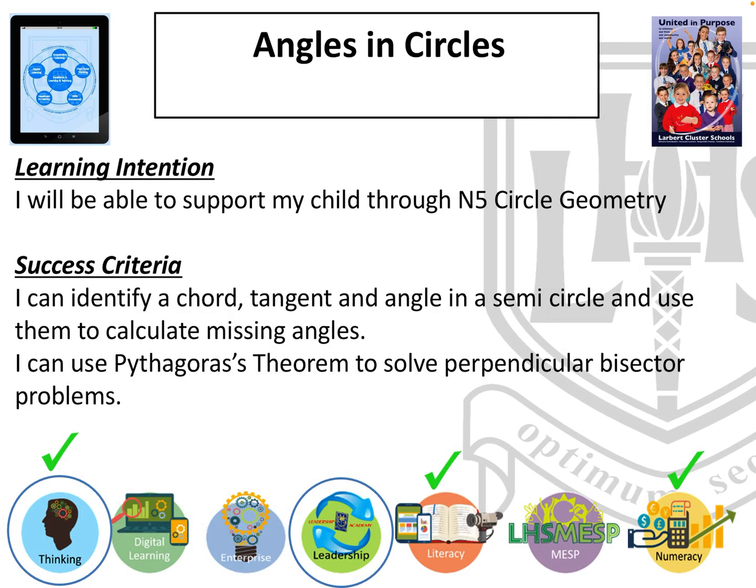Hi, today I'm going to take you through the whole National 5 chapter for angles and circles. You should be able to, at the end of this, and I'm sure you already can, identify a chord, tangent and angle in a semicircle and use them to calculate the missing angles, and then use Pythagoras' theorem to solve a perpendicular bisector question.